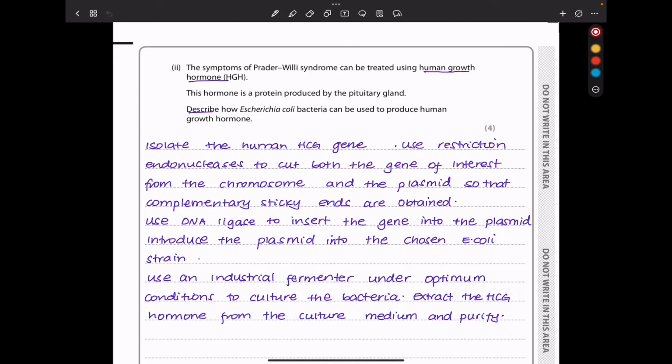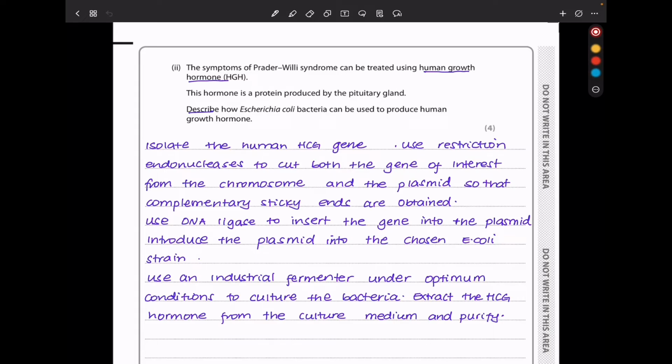Next they say the symptoms of Prader-Willi syndrome can be treated using human growth hormone. This hormone is a protein produced by the pituitary gland. Describe how E. coli bacteria can be used to produce human growth hormone. So here we'll isolate the human growth hormone gene. This is done by using restriction endonucleases to cut the gene out of the human DNA. We'll also use the same restriction enzyme to cut a specific plasmid so that complementary sticky ends are left.